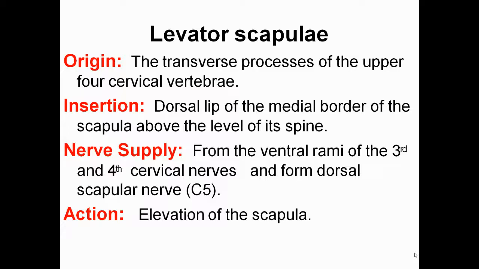Levator scapulae takes origin from the transverse processes of the upper four cervical vertebrae and inserts into the dorsal surface of the medial border of the scapula above the level of its spine. It is supplied by the ventral rami of the third and fourth cervical nerves and the dorsal scapular nerve, and its action is elevation of the scapula.